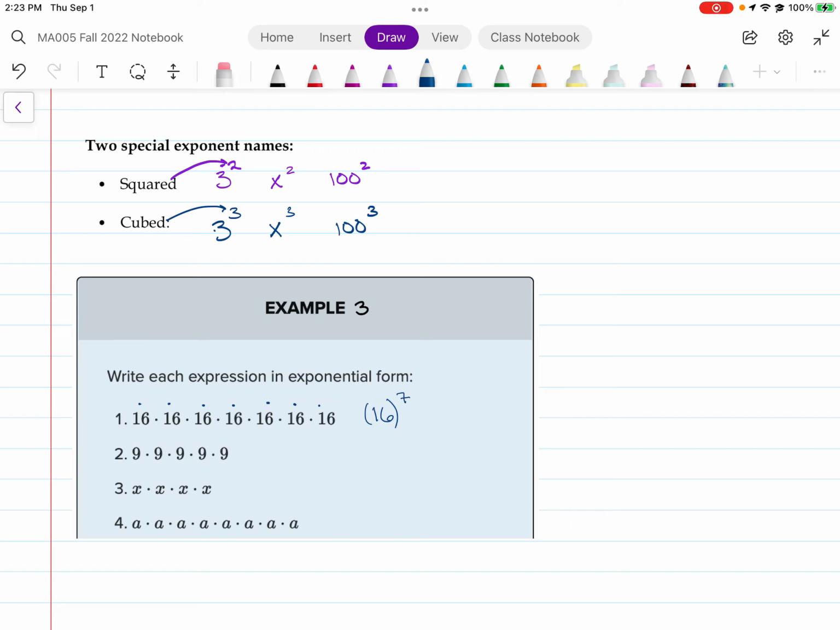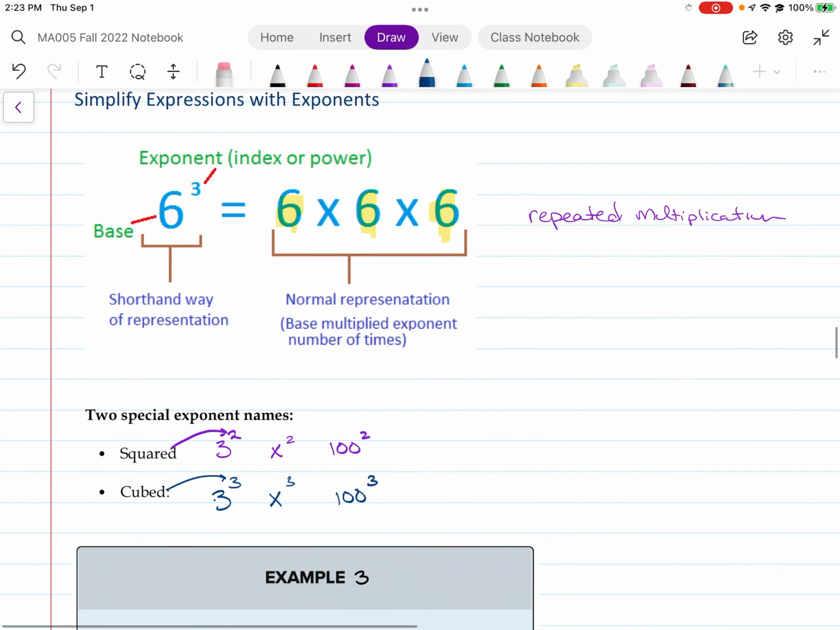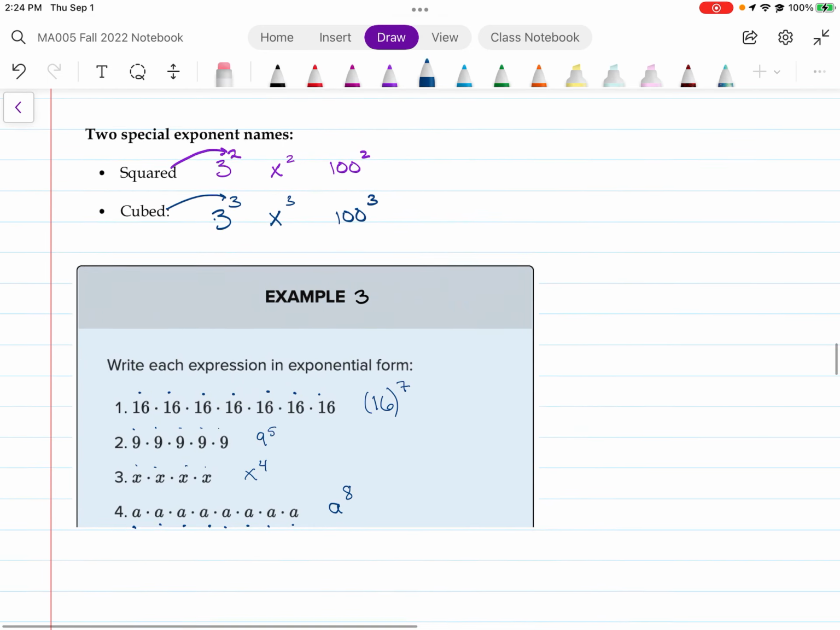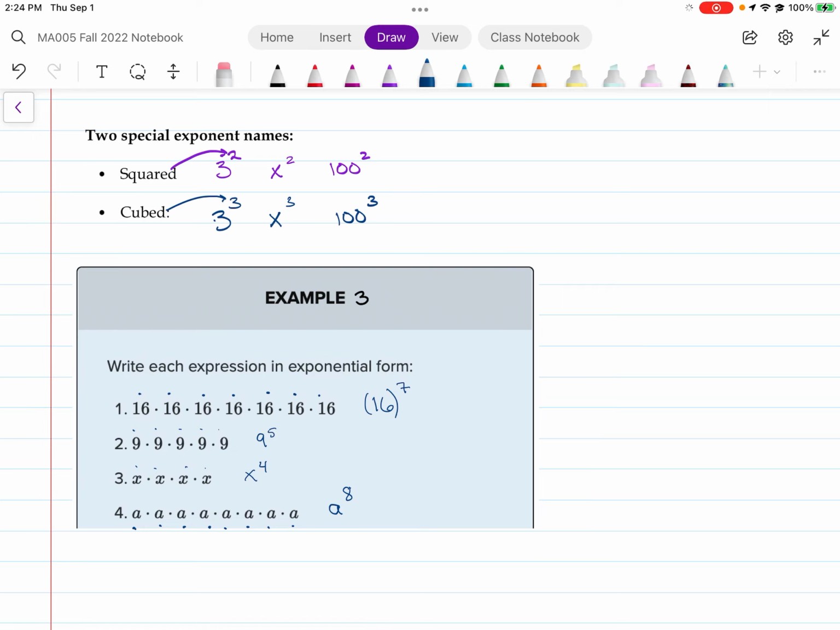All right, so hopefully you paused and you've come back and we've got 1, 2, 3, 4, 5, 9, so 9 to the 5th. We've got 1, 2, 3, 4 x's, so x to the 4th. 1, 2, 3, 4, 5, 6, 7, 8. So we've got a to the 8th. Okay, so the index, right? So this is called the exponent, the index, or the power. So I'll use those terms interchangeably. So the index on the a is 8.